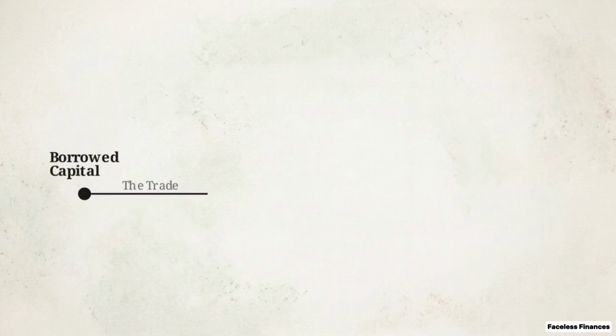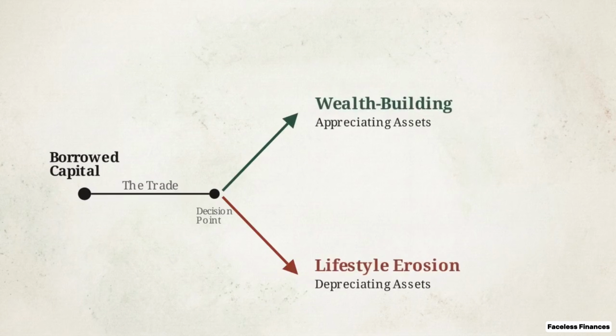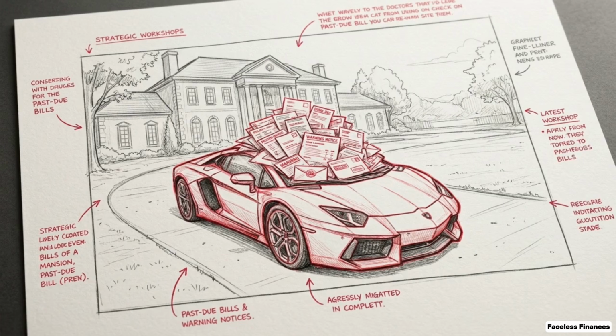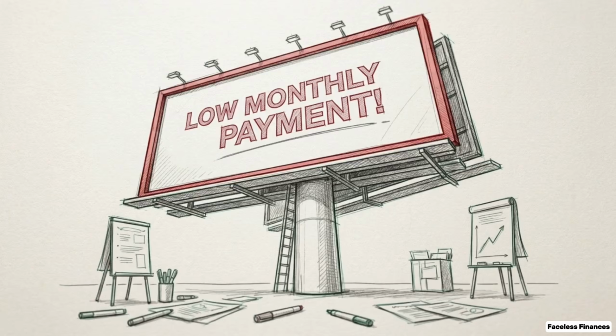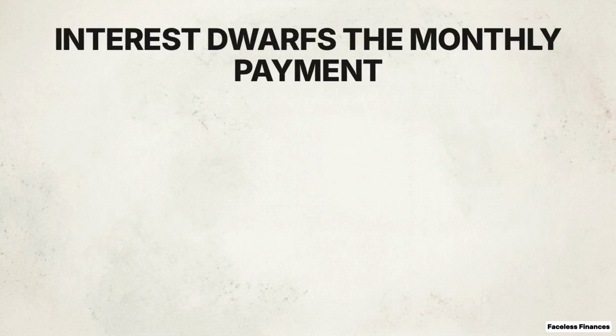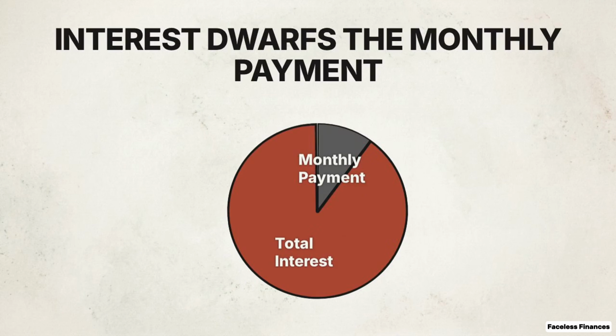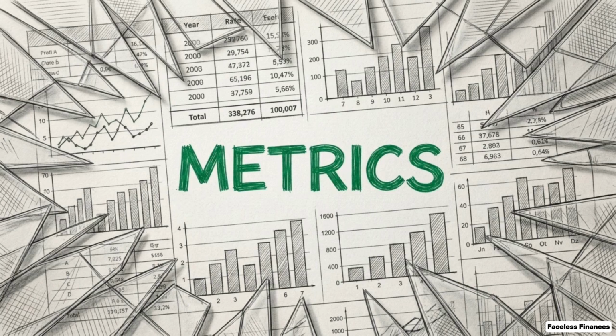This trade sets two potential trajectories. Borrowed funds can amplify your ability to acquire wealth-building assets, or they can subsidize a lifestyle that exceeds your current income. Most credit marketing obscures this massive trade-off. By framing the cost as a low monthly payment, lenders shift your focus away from the total volume of interest you will eventually pay.